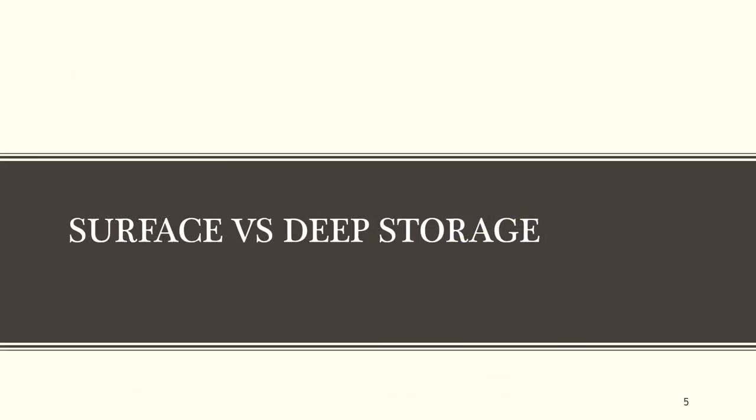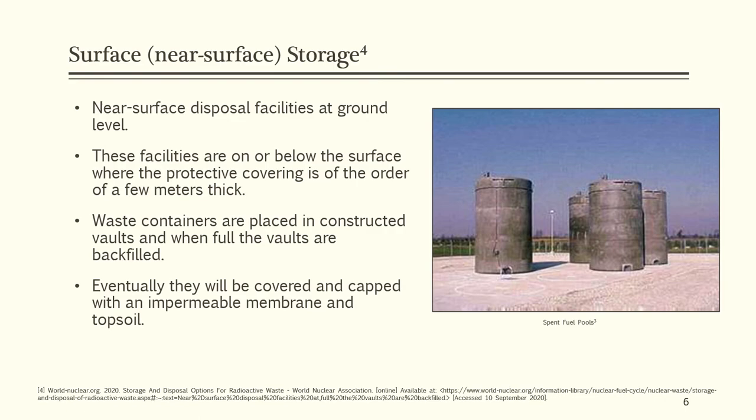So, surface versus deep storage. First, the near-surface disposal facilities are at the ground level. If you look at the figure on the right, you can see these spent fuel pools, which contain the radioactive material. Now, these facilities are on or sometimes below the surface, where the protective covering is of the order of a few meters thick. Waste containers are placed in constructed vaults, and when the vaults are full, they are backfilled. Eventually they will be covered and capped with an impermeable membrane as well as a layer of topsoil.